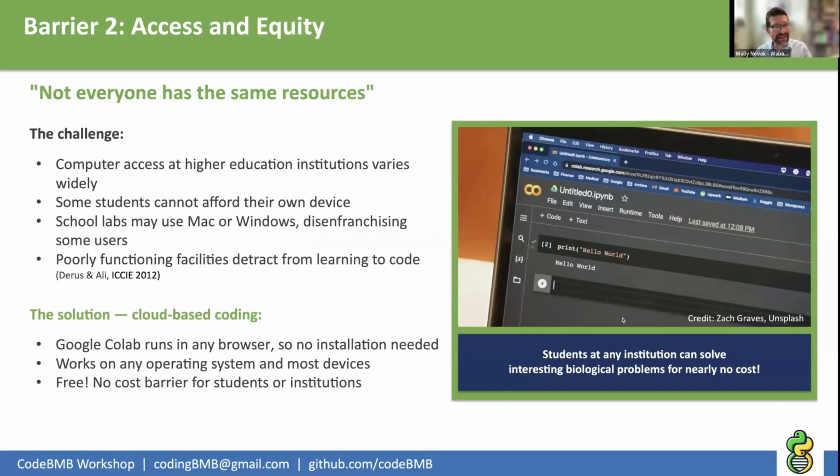Not everyone has the same resources. This point is really important. Computer access at higher education institutions varies enormously. Some students have brand new MacBooks. Some students are borrowing a laptop from the library. Some school computer labs are running Windows. Some are Mac. Some students have Chromebooks. And some computers, a lot of them, don't have the processing power to run code without freezing up, which is obviously, I think, detrimental to student learning.